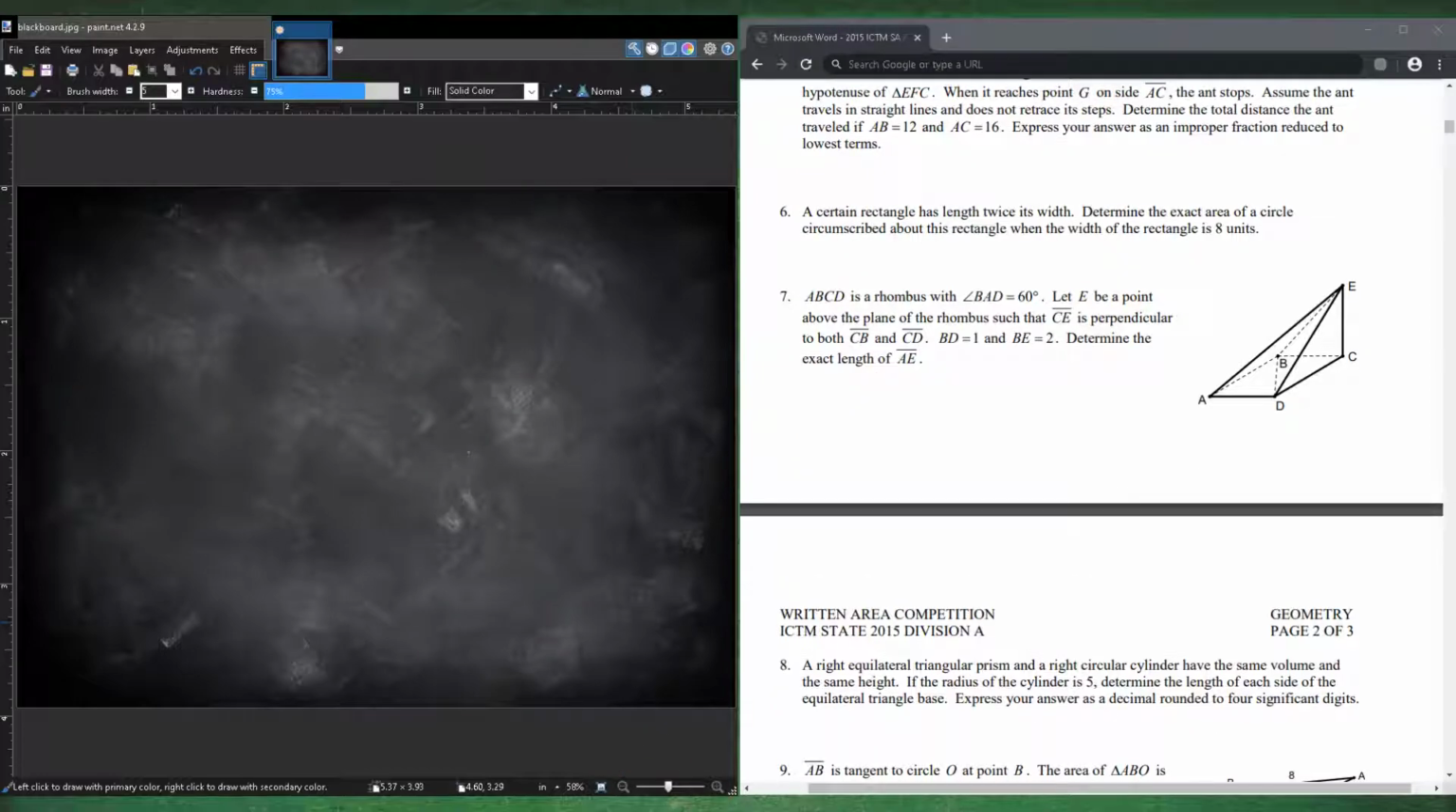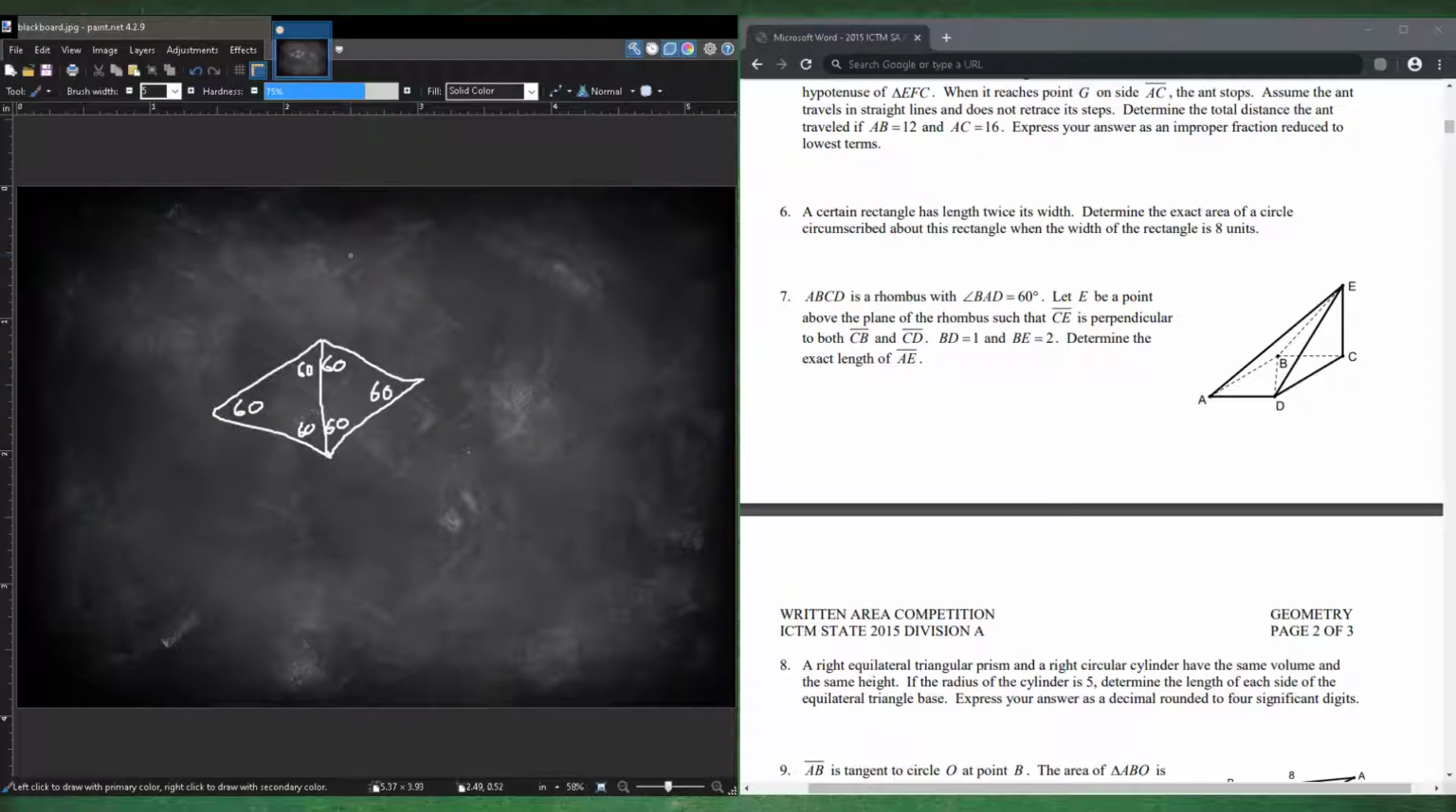Number 7: ABCD is a rhombus with angle BAD equal to 60 degrees. Let's draw that. Since it's a rhombus, all four sides are the same. BAD is 60, so this is 60. Let's cut this down right here, so then this is 60 also, because the other angle has to be 120. That's just the property of a rhombus.